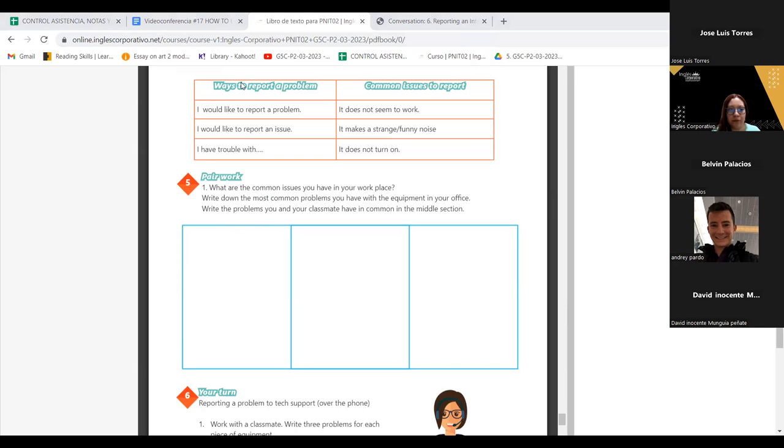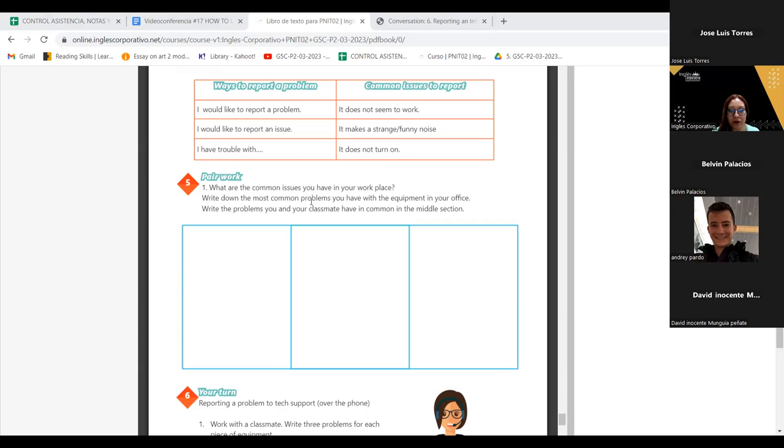What are the common issues you have in your workplace? What are the most common problems you have in your office? I have it in the meaning section. Thank you. So, what are the common issues you have in your workplace?